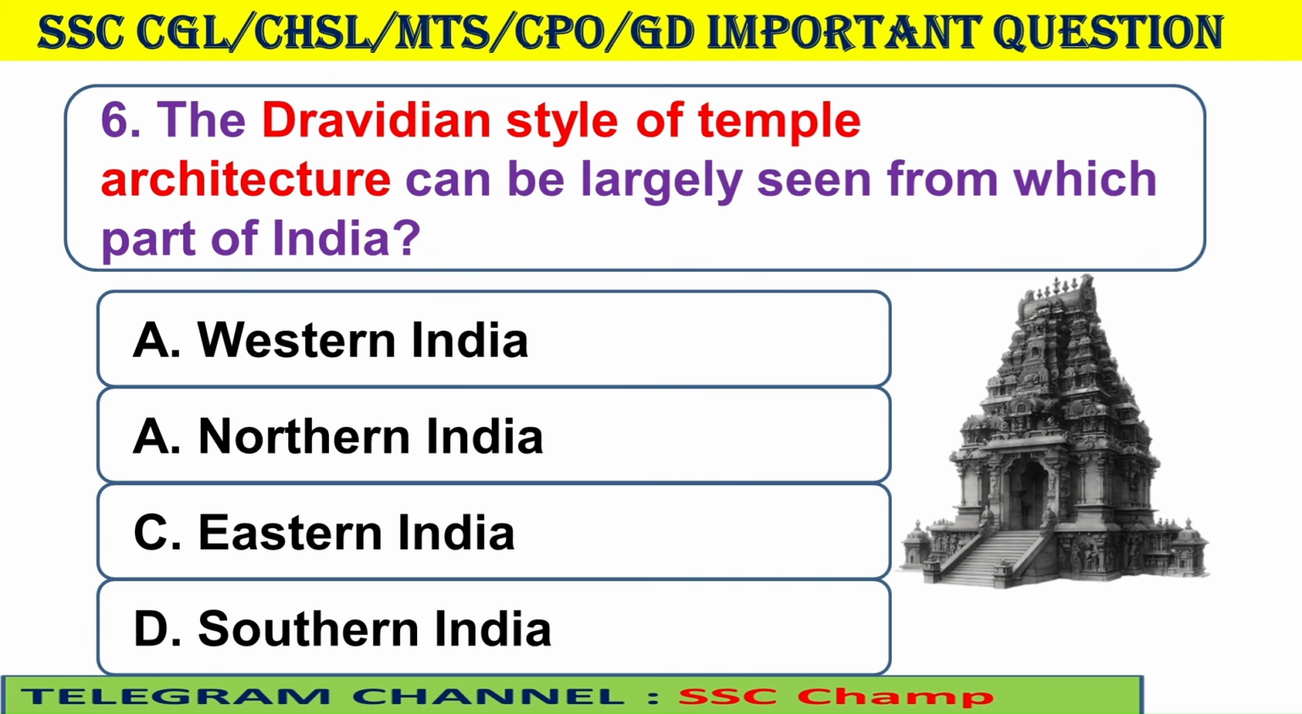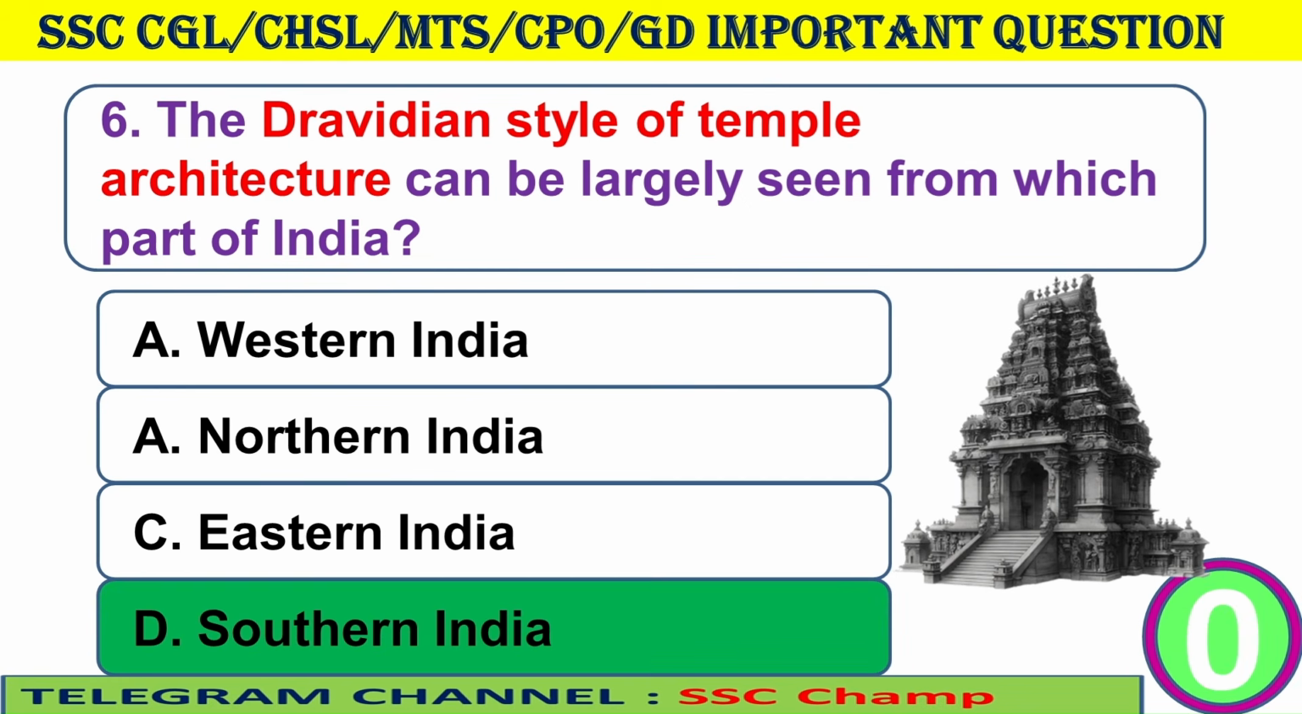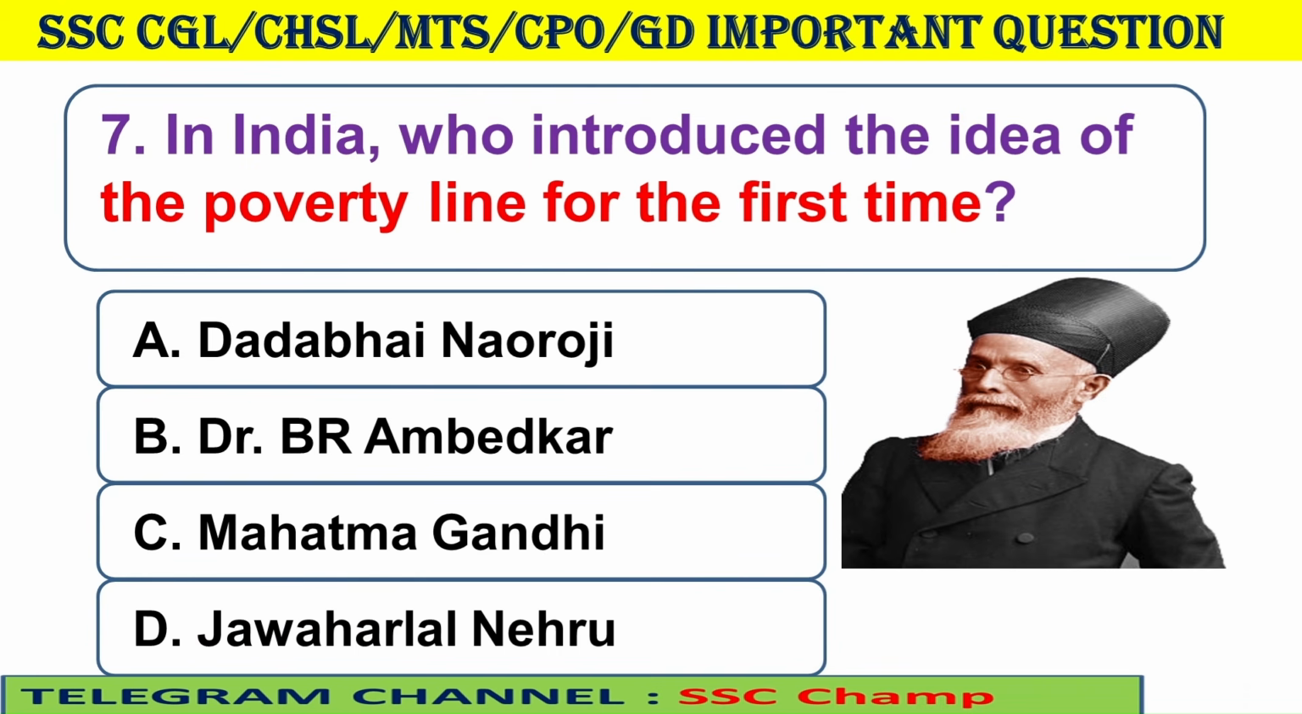Option A, Western India. Option B, Northern India. Option C, Eastern India. Option D, Southern India. Correct answer, Southern India. In India, who introduced the idea of the poverty line for the first time?